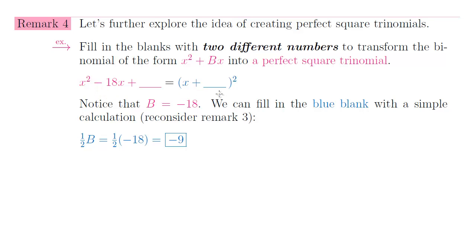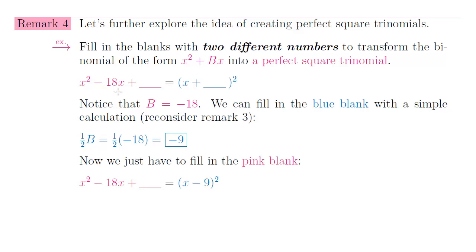And we can fill in the blue blank over here. This number, remember, is half of negative 18. Half of negative 18 is negative 9. And so negative 9 is what completes our binomial being squared. That is x squared minus 18x plus blank equals x minus 9 squared. Now, what would go in the blank? Again, we refer to this number, negative 9, which is half of negative 18. And negative 9 squared is what goes in the blank.